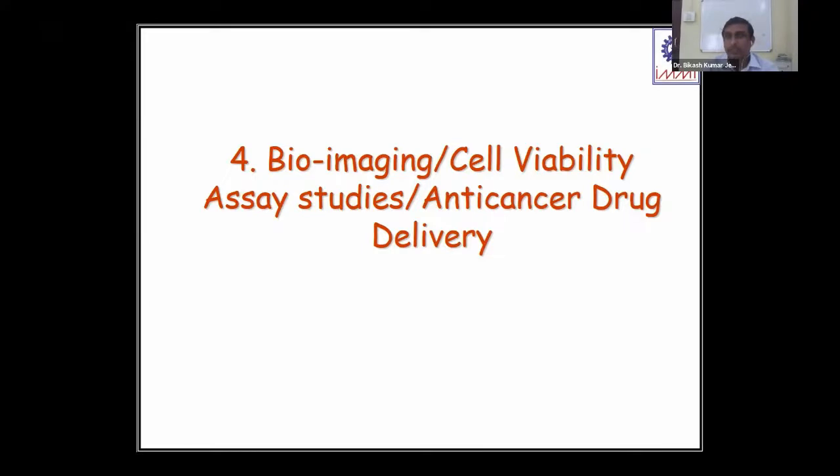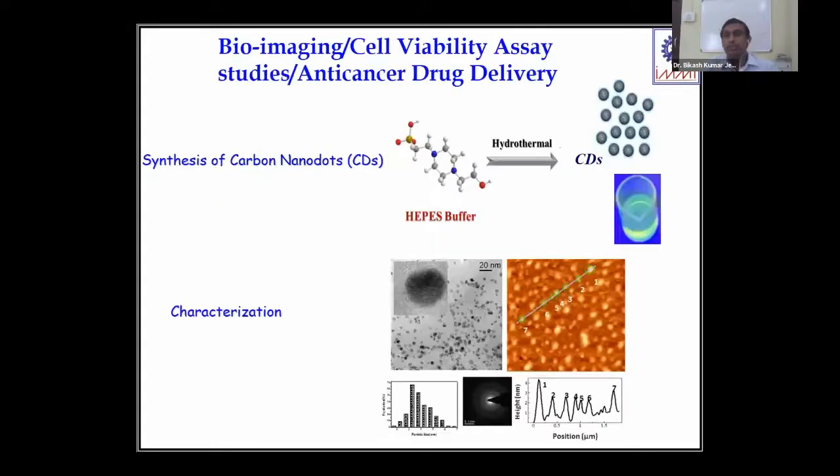For bioimaging purposes, we have to develop nanomaterials with some optical property, so that when you shine light, you can see a change in color. The nanomaterial should also go through a cell viability assay, because it should not damage the normal healthy cells. You have to study whether they are biocompatible in nature, they should not damage healthy cells, and they should kill the affected cells, like cancerous cells. For that purpose, we have contributed by developing some kind of carbon nanodots.